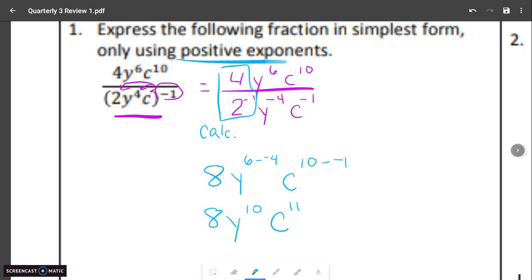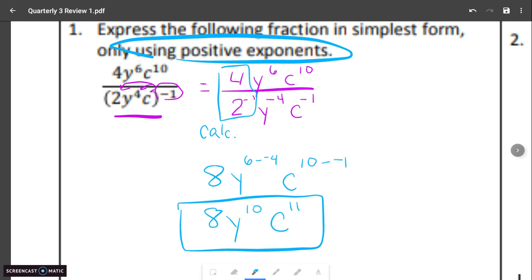Now, because they said make sure that your answer only has positive exponents in it, we're good to go. If we had a negative, remember the negative would flip you to the other side. But because we're not dealing with any negatives anymore at this point, this is our final answer.